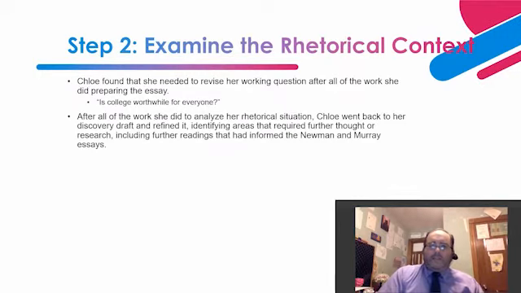Chloe found that she needed to revise her working question after all of this work preparing the essay. She reviewed the question and decided it needed to be slightly altered. So now the question is: is college worthwhile for everyone? After all the work she did to analyze the rhetorical situation, Chloe went back to her discovery draft and refined it, identifying areas that required further thought or research, including further readings that informed the Newman and Murray essays. She understands that she does not have a complete picture in terms of the research, and now she's determining where she has to go back and find more answers.